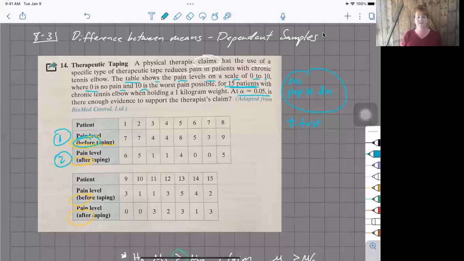And is it a 2 sample or 1 sample? Now think about it. It's not a 2 sample because this is dependent. We're actually looking at the total change in pain level.